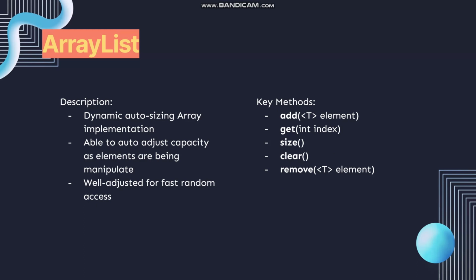And the ArrayList data structure, which is a dynamic auto-sizing array implementation, is able to adjust capacity as elements are being manipulated, and is well suited for fast random access. The key methods of this data structure are add, get, size, clear, and remove, which are described previously.